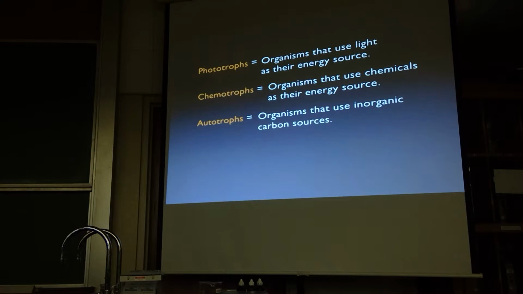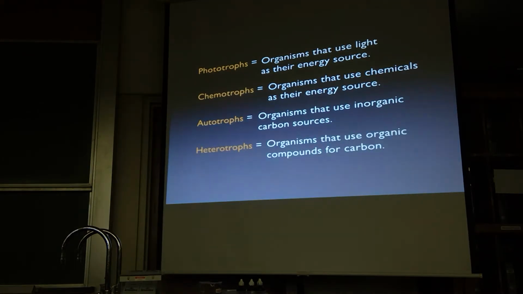Then we consider carbon source. If they can use an inorganic carbon source, if they can pull carbon dioxide from the atmosphere, or if they could use bicarbonate from water, we say they are autotrophs. Auto means self. It means they can pull inorganic compounds, fix the carbon, and make their own organic compounds. And if they are reliant upon preformed organic compounds, we call them heterotrophs. We've got these four categories based on the first two are energy source, the second two are carbon source.